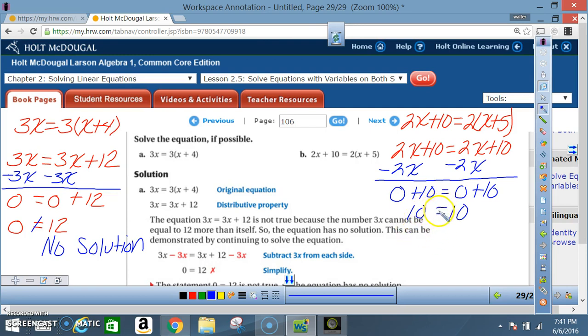One side is equal to the other side. This is called an identity. So this concludes today's lesson.